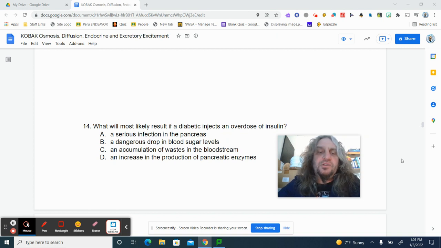What will most likely result if a diabetic injects an overdose of insulin? A, a serious infection in the pancreas. B, a dangerous drop in blood sugar levels. C, an accumulation of wastes in the bloodstream. D, an increase in the production of pancreatic enzymes.